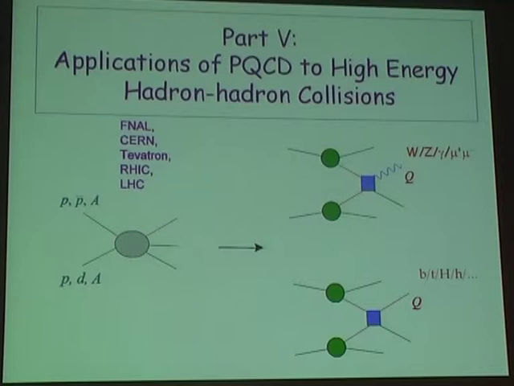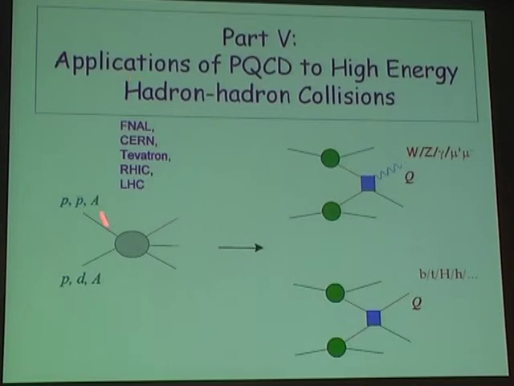I just want to make a few simple comments as kind of an interface between my introductory course and the other courses. All the details you will find in the other ones. So let's review what kind of things come into consideration. In particular, since we've already discussed deep inelastic scattering, let's talk a little bit about the hadron collision processes.